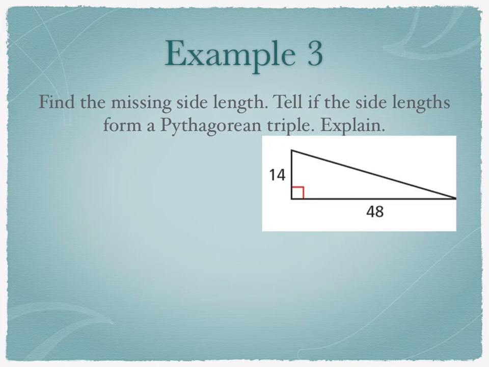So example 3 says, find the missing side length and tell if the side lengths form a Pythagorean triple. So we need to find the hypotenuse. So what equation can we set up to find the hypotenuse? So what's our A? 14 squared plus 48 squared is equal to x squared.